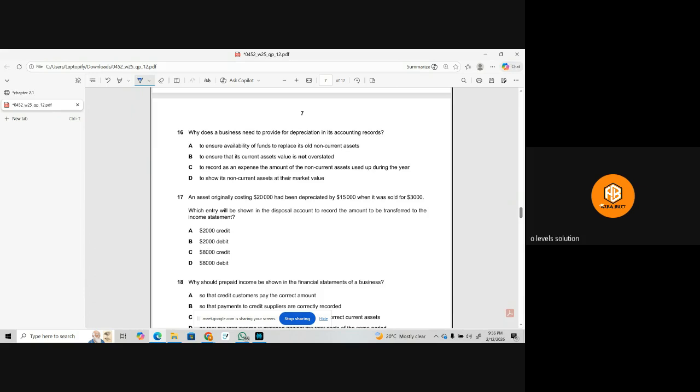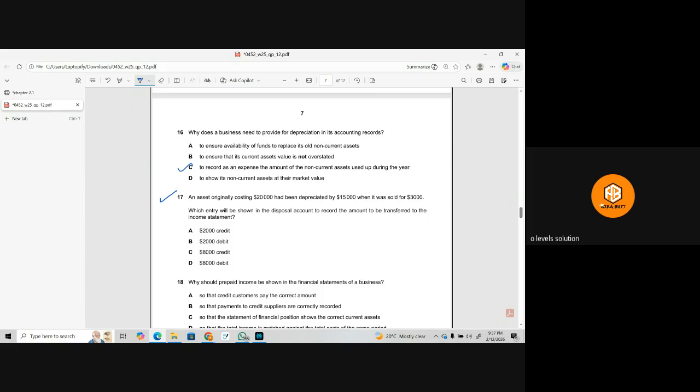Then we have question 16. Read it and try to solve this. Why does a business need to provide for depreciation in its accounting records? To ensure availability of funds to replace its non-current assets. No. To ensure that its current asset value is not overstated. To record as an expense the amount of the non-current assets used up during the year. C is correct. To show its non-current assets at their market value. Yeah, C is correct.